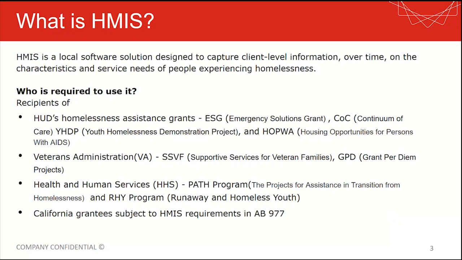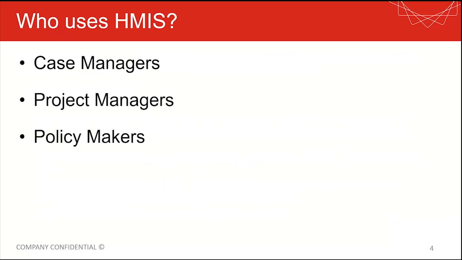For example, California grantees of certain housing programs are subject to HMIS requirements in AB 977. Under Assembly Bill 977, the state of California requires grantees and loanees of state funded homelessness programs to enter into HMIS.